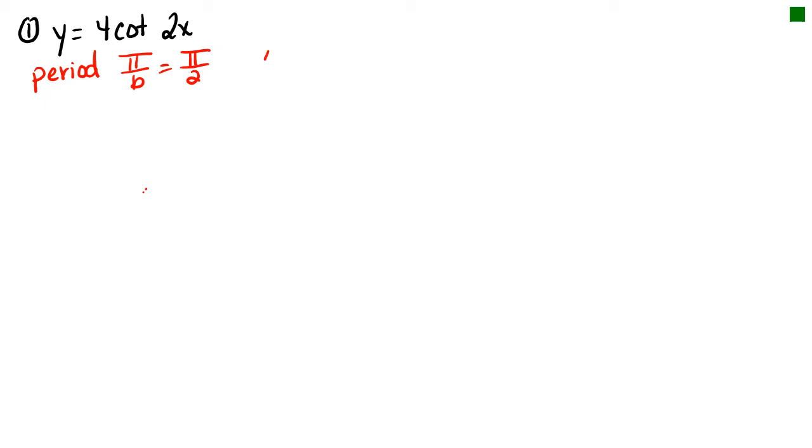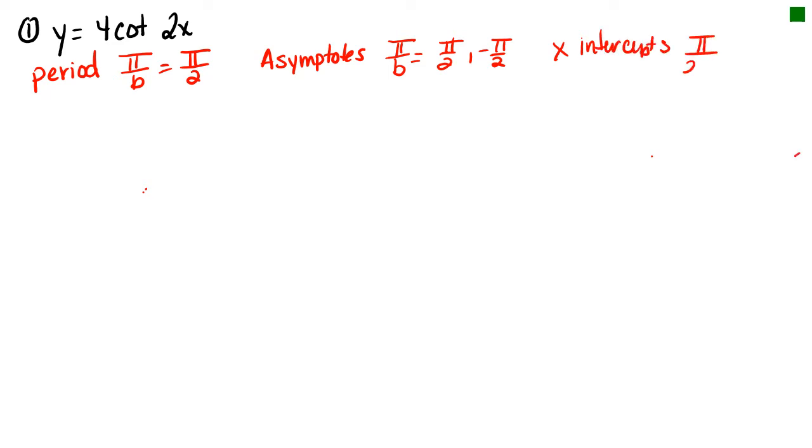Our asymptotes are going to be multiples of pi over b, so at pi halves, and in this case, negative pi halves. And our x-intercepts will be at pi over 2 times b, which is 2 times 2, which is at the pi fourths, and negative pi fourths. All right, so let's graph that.